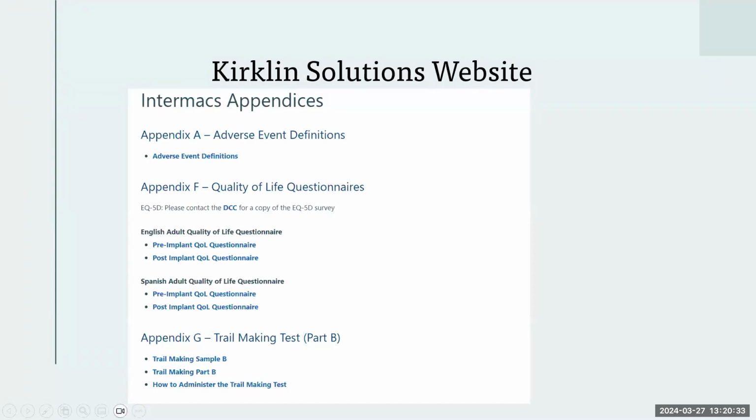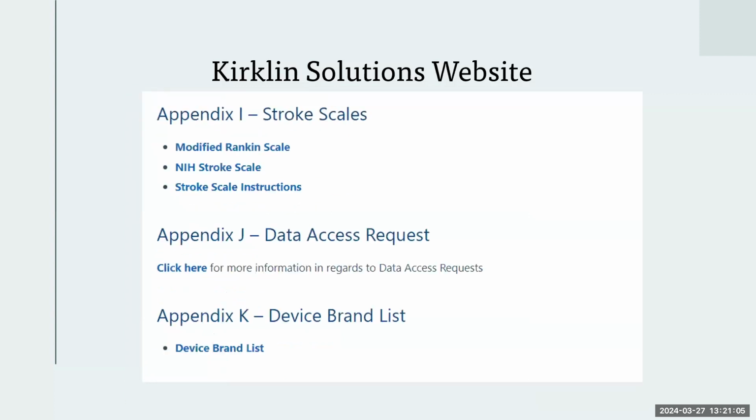Then next, under appendices F and G, these are the quality of life surveys. The quality of life surveys are collected pre-implant, at the 3-month follow-up and 6-month follow-up, and every 6 months after that. So those are listed here, but because of copyright, we can't post the EQ5D on our website. So if you need those, you can reach out to us.